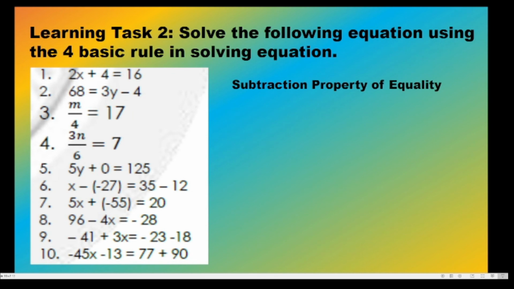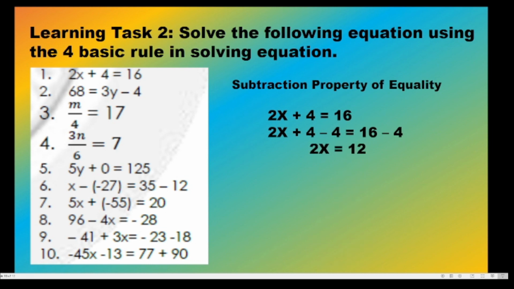So learning task number 2. Solve the following equation using the 4 basic rules in solving problems. So you may use the 4 basic rules. So let us do number 1, subtraction property of equality. 2x plus 4 equals 16. Then 2x plus 4, positive 4, we need to use negative 4 on both sides.